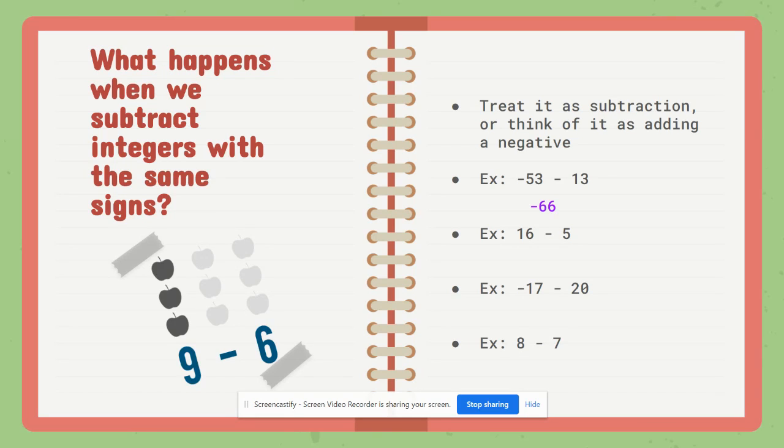The next example is regular subtraction. So 16 minus 5, well, that's just 11. The next example is very similar to the first. I think of it as negative 17 plus negative 20, right? If you draw a number line and you're on negative 17, if you're taking 20 away from that, you move to the left. You go further negative. So I'm going to add 17 and 20, and my answer stays negative because they are both negative. And that becomes negative 37. Now, the last example, again, regular subtraction, 8 minus 7, that's just 1.